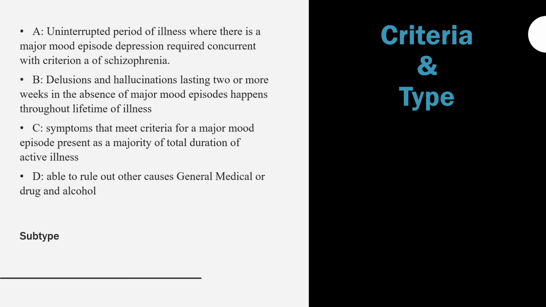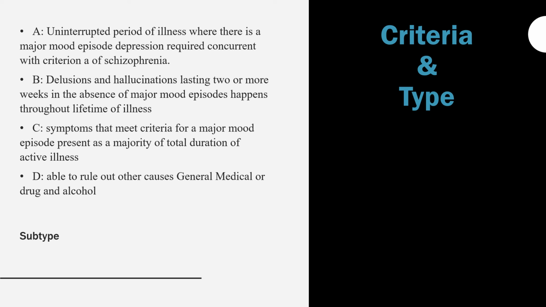We don't have the ability or the licensure to challenge them based on what diagnosis they give. We can question, ask them to clarify for us why they went one route over another. And I would say 99% of the time they'll have a fairly reasonable reason for why they would go that way. So part B, delusions and hallucinations lasting 2 or more weeks in the absence of a major mood episode.